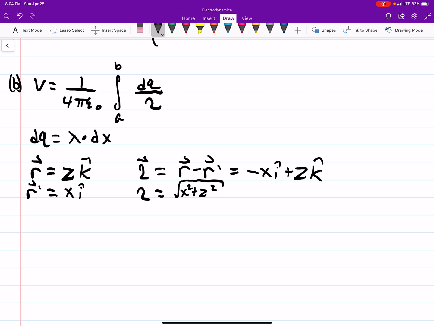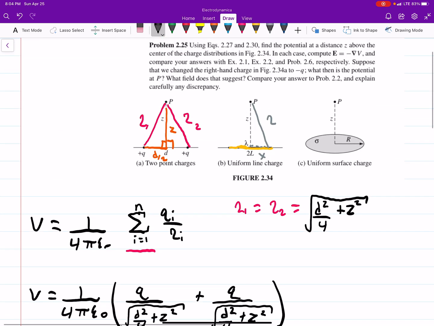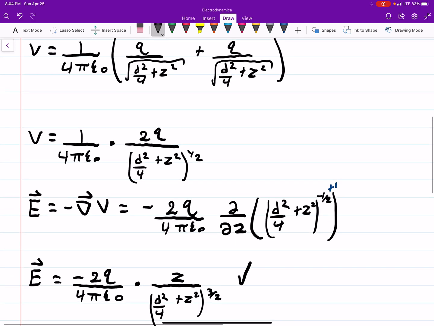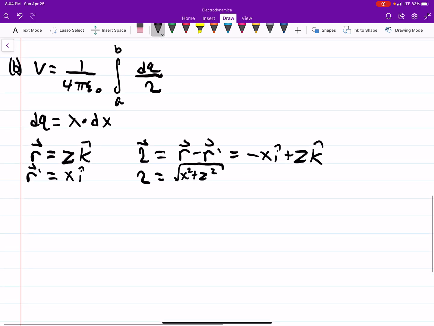That's one way to do it. You also could have looked at it and just said, well, this is a right triangle, z and x, so script r is the square root of x squared plus z squared. I just wanted to show another way that you could obtain that answer, and it's up to you how you want to get it.